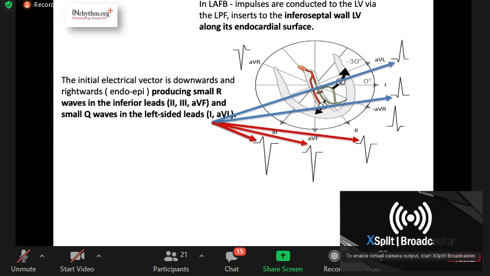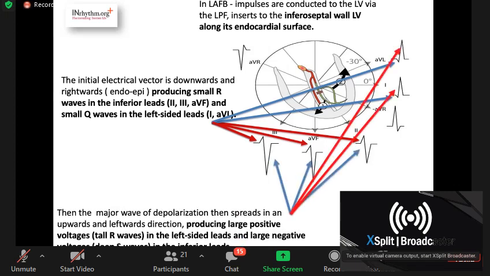This posterior fascicle is attached to the inferoseptal wall on the endocardial surface. So the initial vector will be downwards and rightwards. If it is downwards and rightwards, it will produce a tiny R wave in leads II, III and aVF because it is going towards the inferior part. And it will produce a Q wave because it is going away from lead I and aVL. Then the major depolarization force will be upward and lateral because of the posterior fascicular conduction.